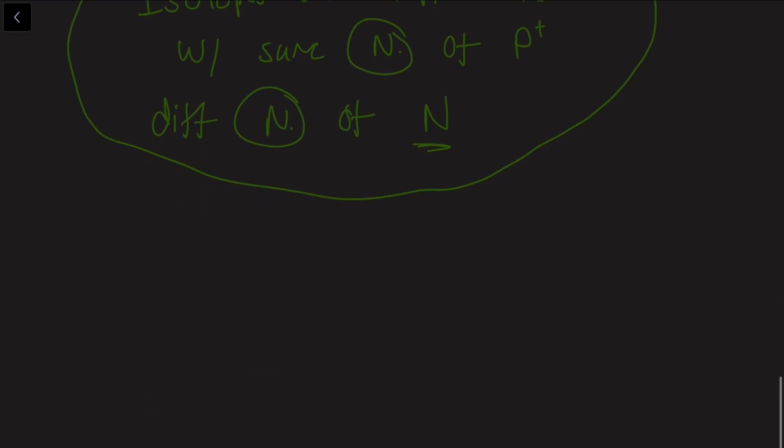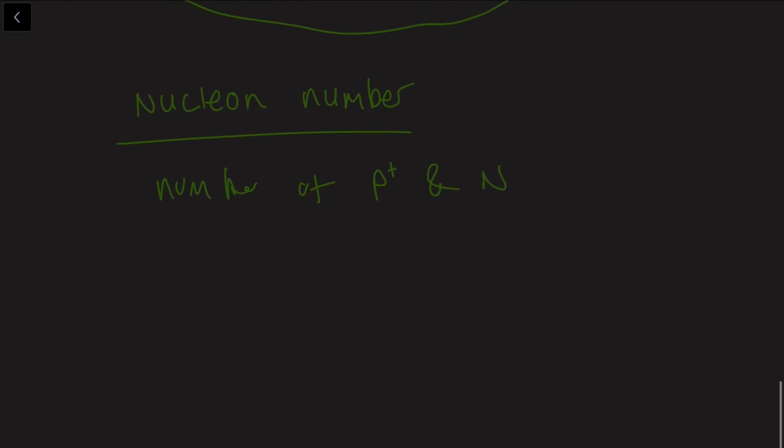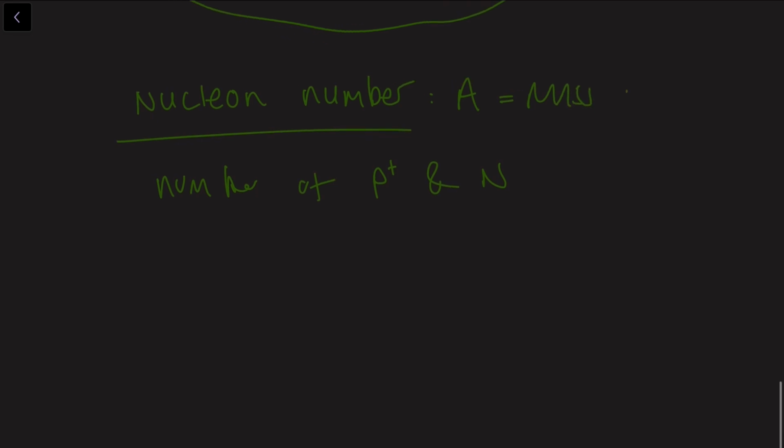Okay, so then it's important now to talk about the nucleon number, because this is how we can distinguish between them. Your nucleon number is very self-explanatory. It's the number of protons and neutrons within an atom. It's occasionally given the symbol A, and it's also called the mass number as well. So we can write mass number, here we go, number.